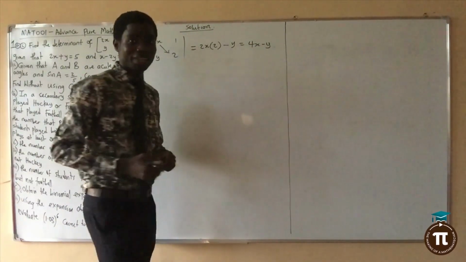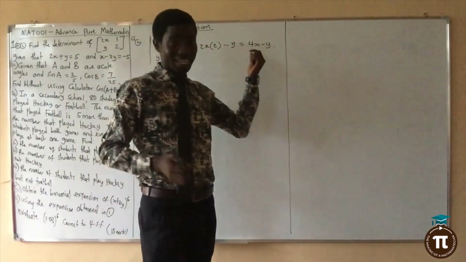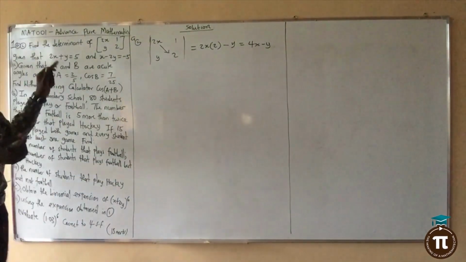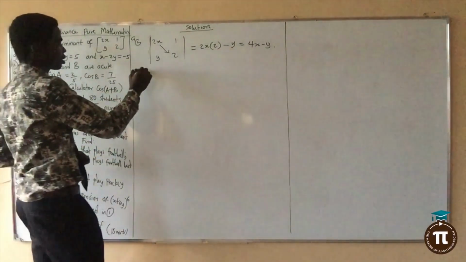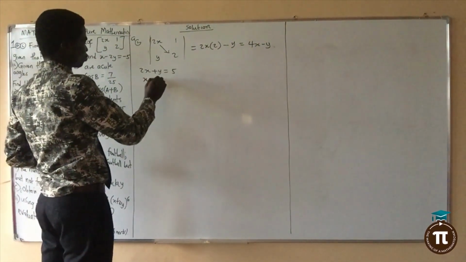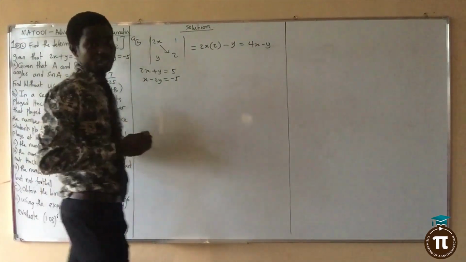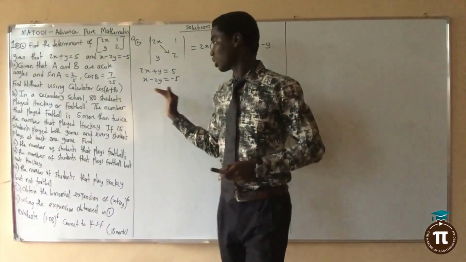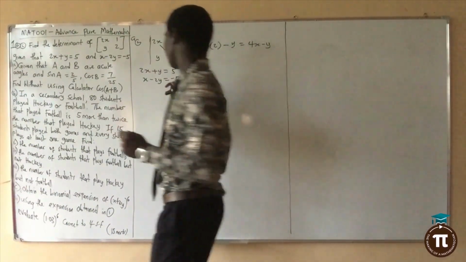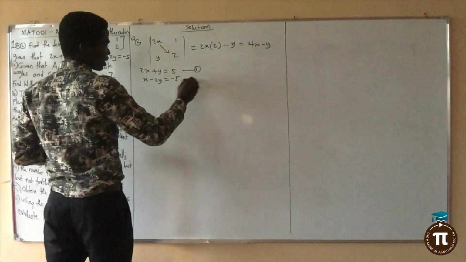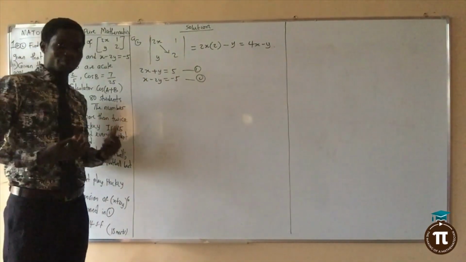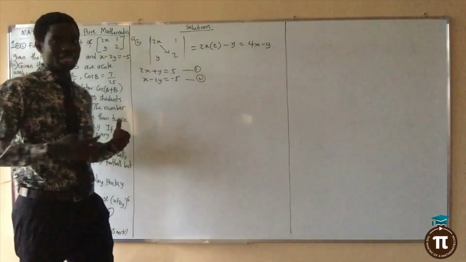What we are left with is just to find what x is and what y is. You are given a simultaneous equation. The purpose of this simultaneous equation, 2x plus y is equal to 5 and x minus 2y is equal to negative 5, is for you to be able to get the value of x and y. So this is what I'm going to do. This is equation 1, this is equation 2. Now I can eliminate x or I eliminate y. Either of the two is fine by me.